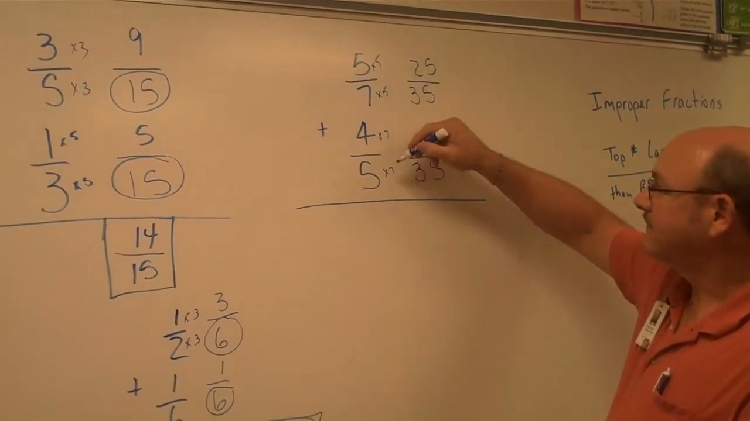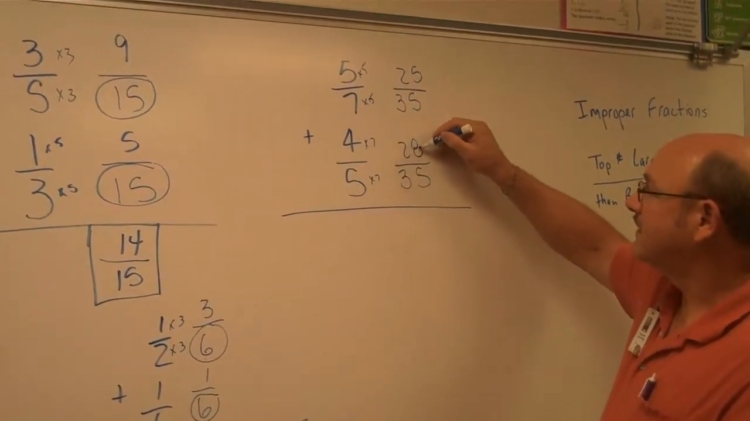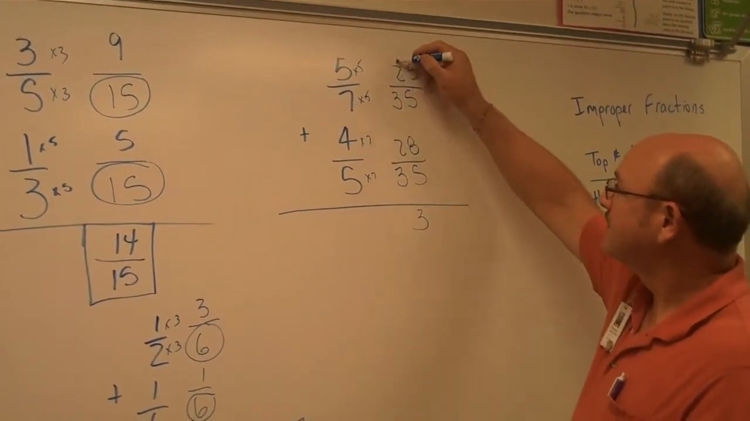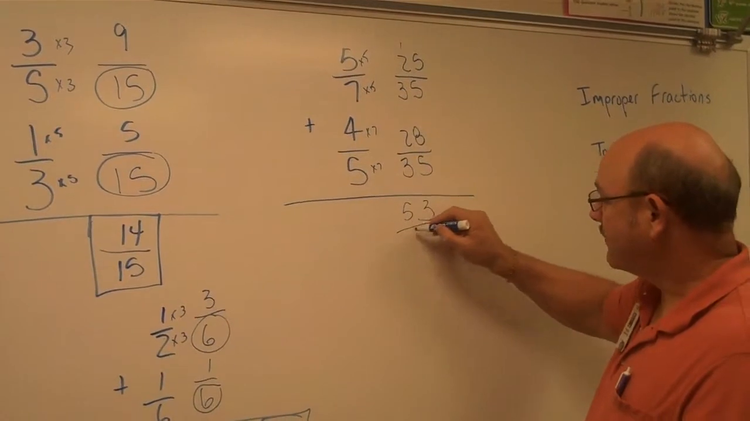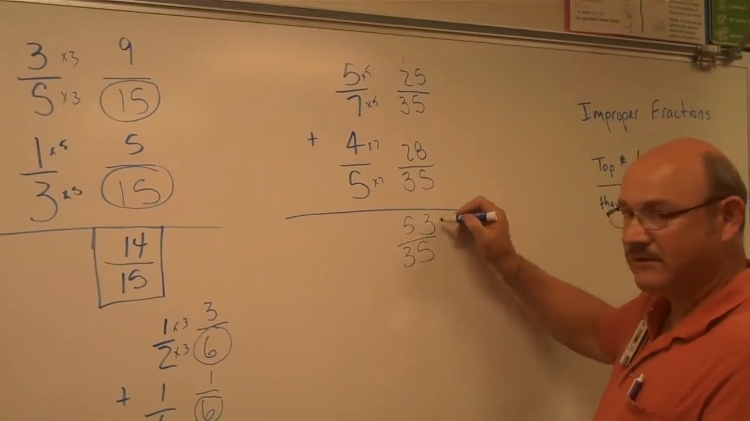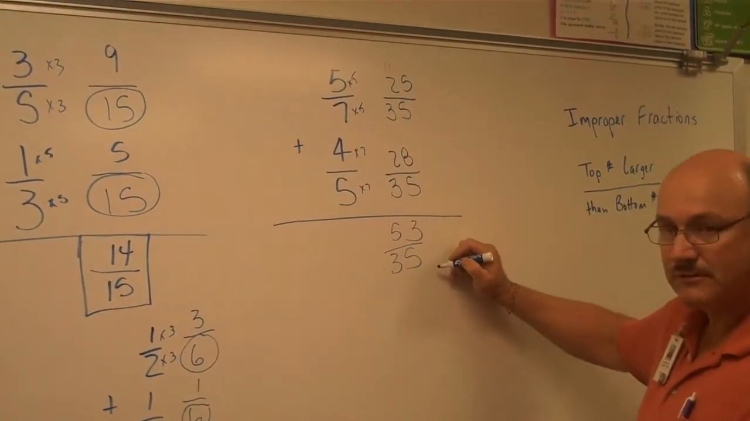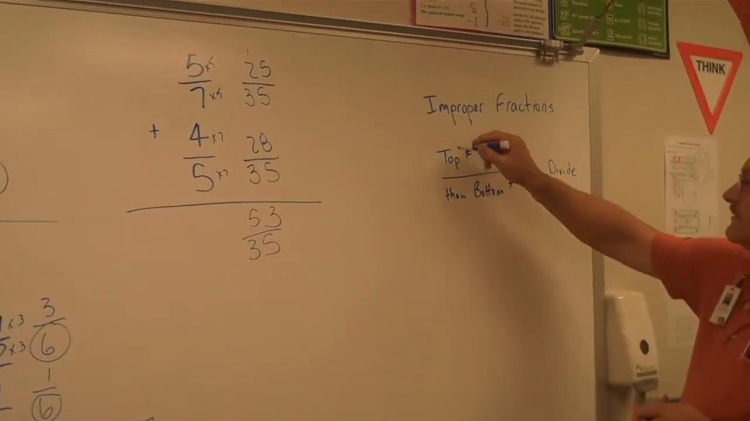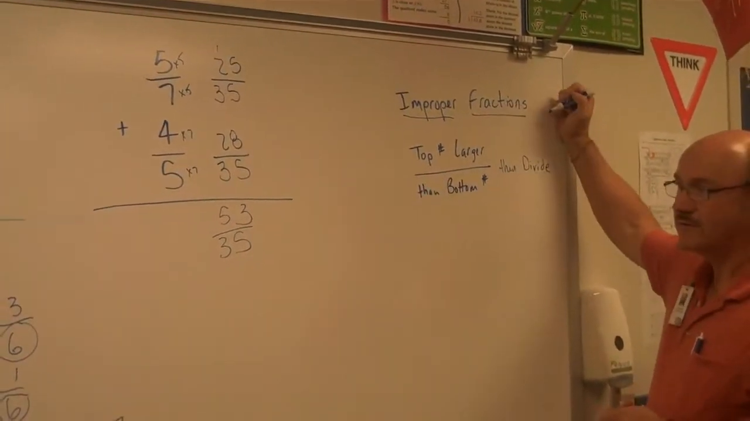5 times 5 is 25. 4 times 7 is 28. I can add these together. 28 and 25 is 53 over 35. Something looks different. Top number is larger than the bottom. If the top number is larger than the bottom, it's an improper fraction.